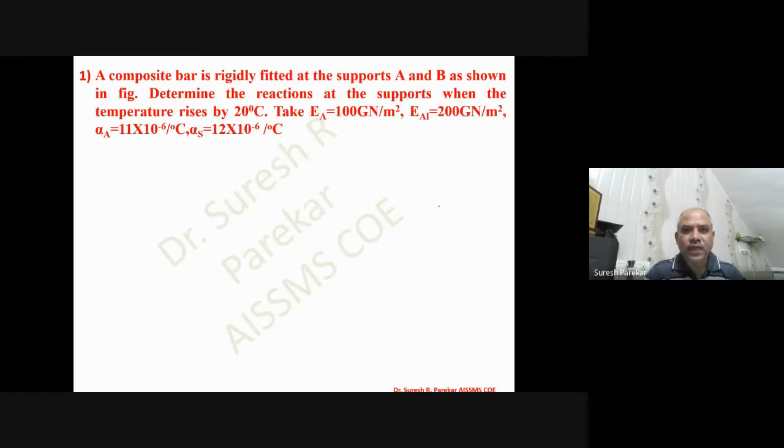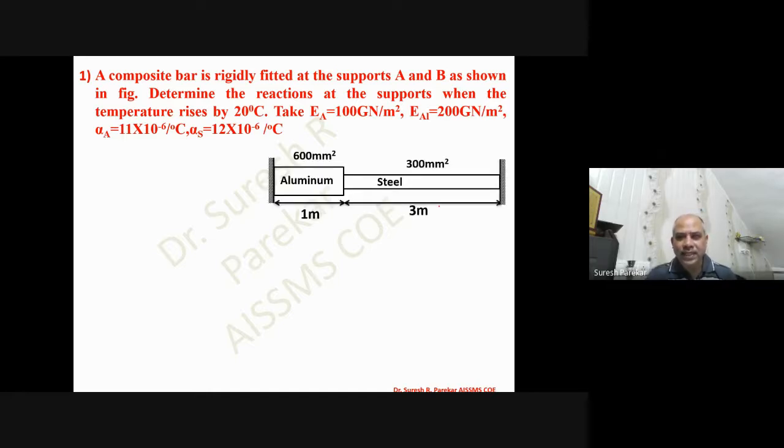So in this first, we have a composite bar rigidly fitted at the supports A and B as shown in the figure. Determine the reaction at the support when the temperature rises by 20 degrees. Values are given in this fashion. E for steel is 200 gigapascal, that means 200 Newton per mm square, and for aluminum we have 100. All values are shown in the diagrams.